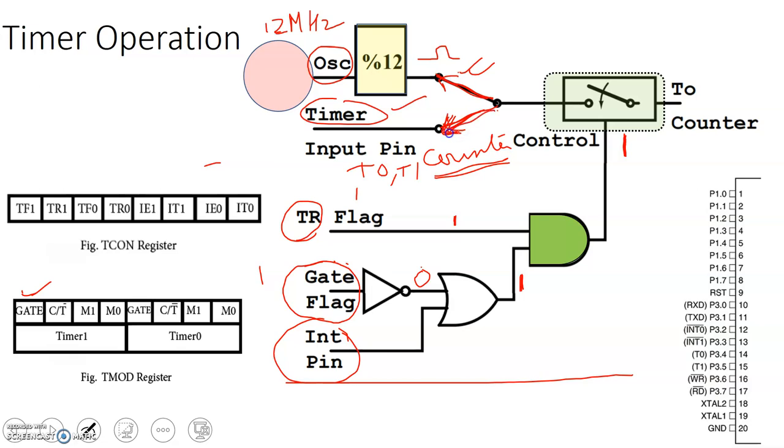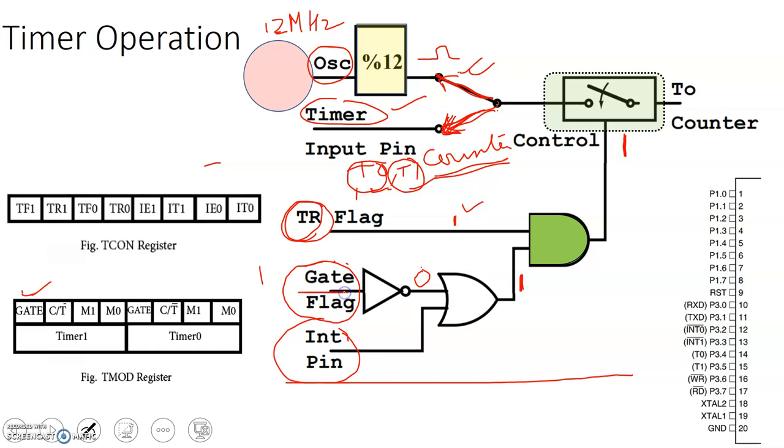If it is connected here, then T0 and T1, which are the external pins, can be used to take inputs, and the events that occur, which are converted into pulses, are given to T0 or T1 or both to count the number of events. Coming below, we have this TR flag, which should be 1 when we run the timer.